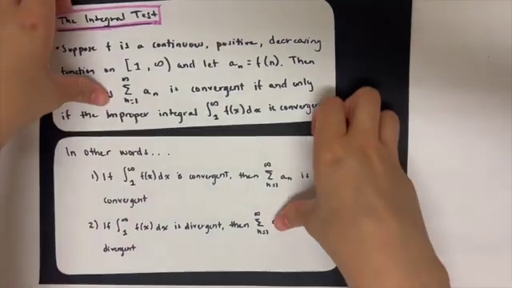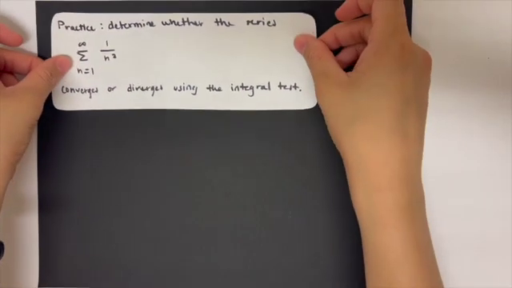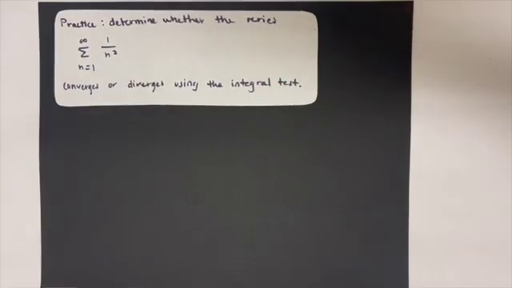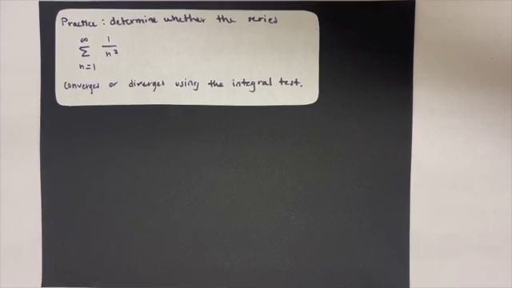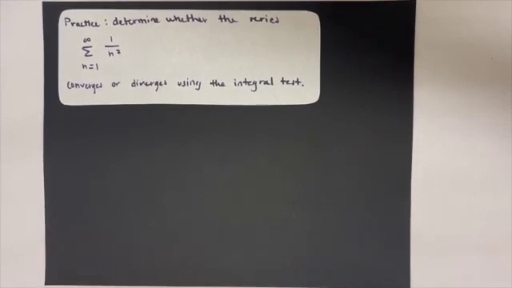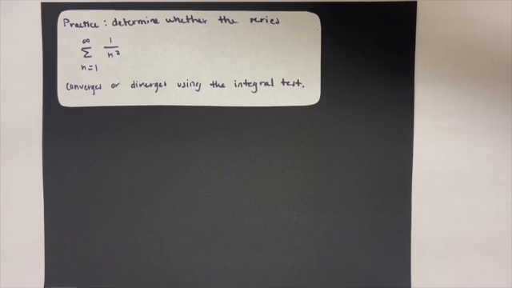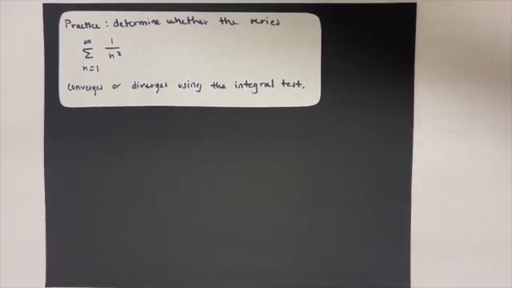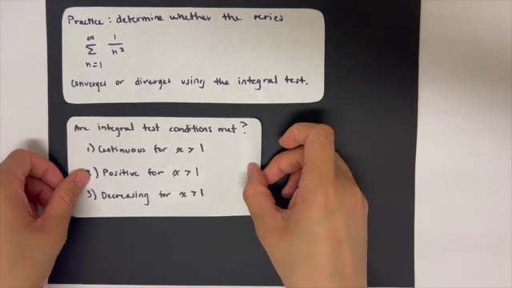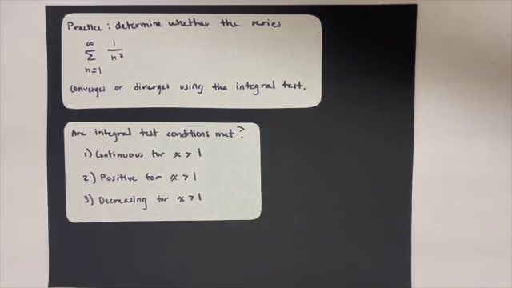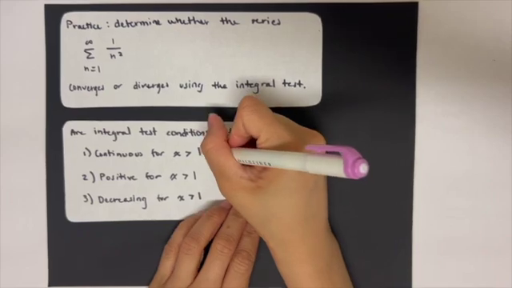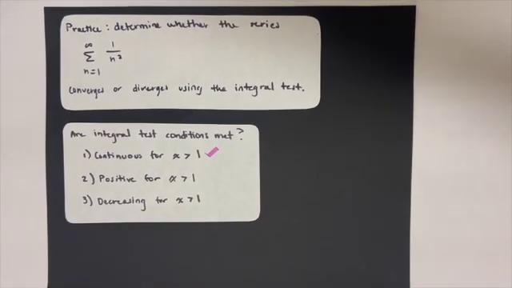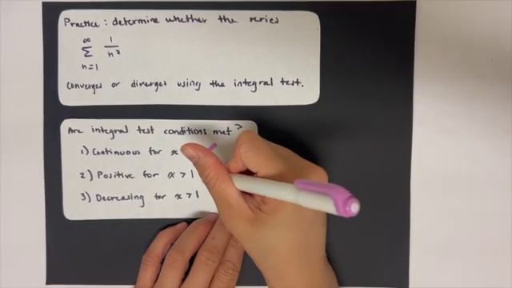Let's practice this. Determine whether the series from 1 to infinity of 1 over n squared converges or diverges using the integral test. Our first step should be seeing if this series meets the conditions for the integral test. Looking at this function, we can tell that this series is continuous for all values greater than 1. It is also positive for all values greater than 1.